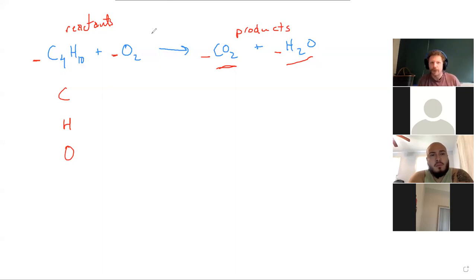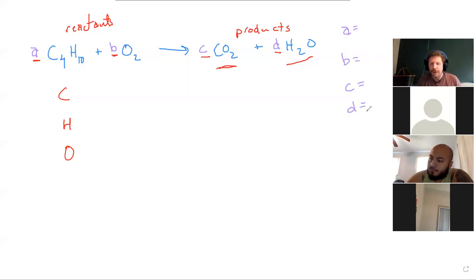What I always want to do is put a coefficient, but use a letter to identify the coefficient in front of each of my different substances. So I'm going to put the letter A in front of C4H10. Then I'm going to put the letter B in front of O2, the letter C in front of CO2, and the letter D in front of H2O. Now what I'm going to do is solve for the value of A, the value of B, the value of C, and the value of D.